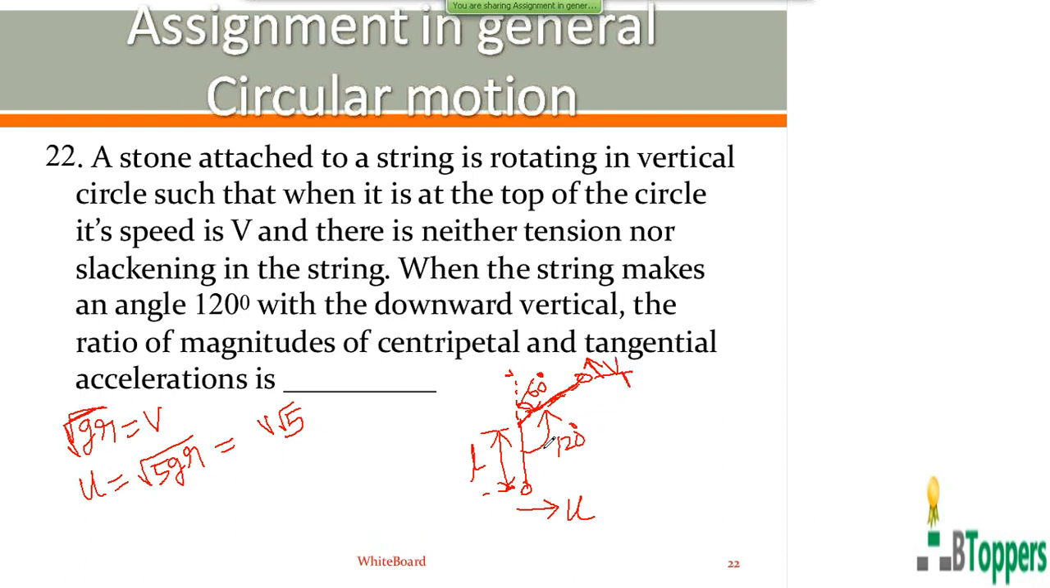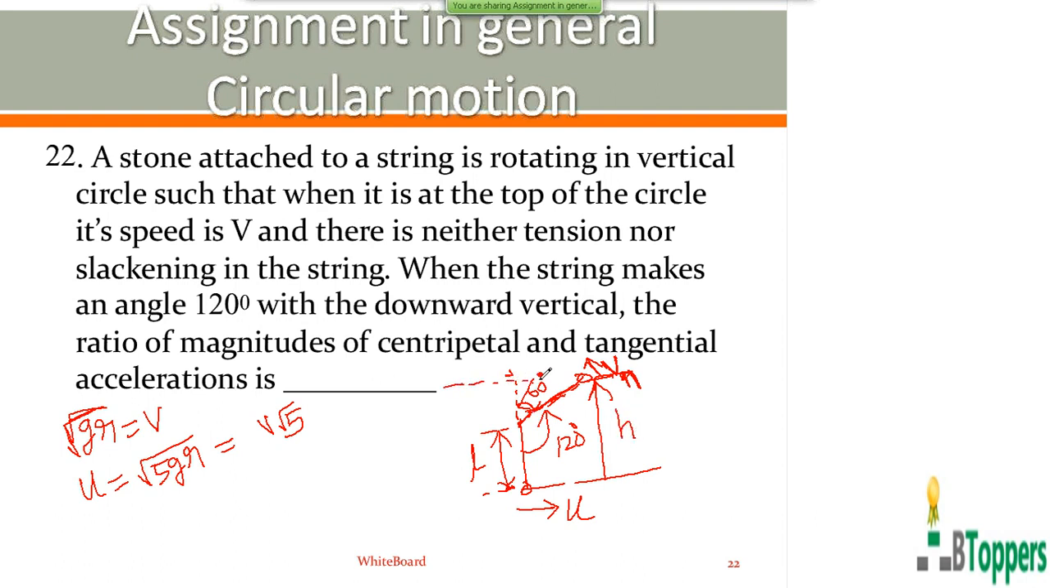When the string makes an angle of 120 degrees with the downward vertical. Let V1 denote the magnitude of the velocity at the instant when the string makes an angle of 120 degrees with the downward vertical, or 60 degrees with the upward vertical. For that, let us find the height of the bob above the lowest position at that instant.